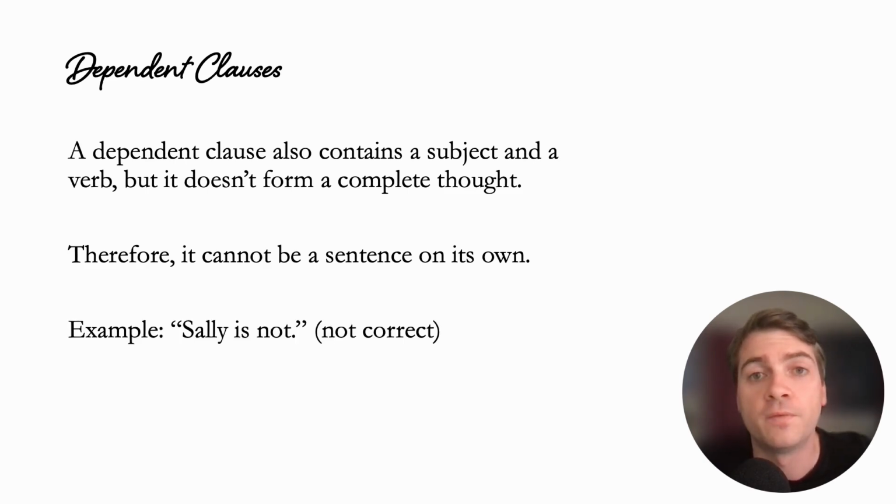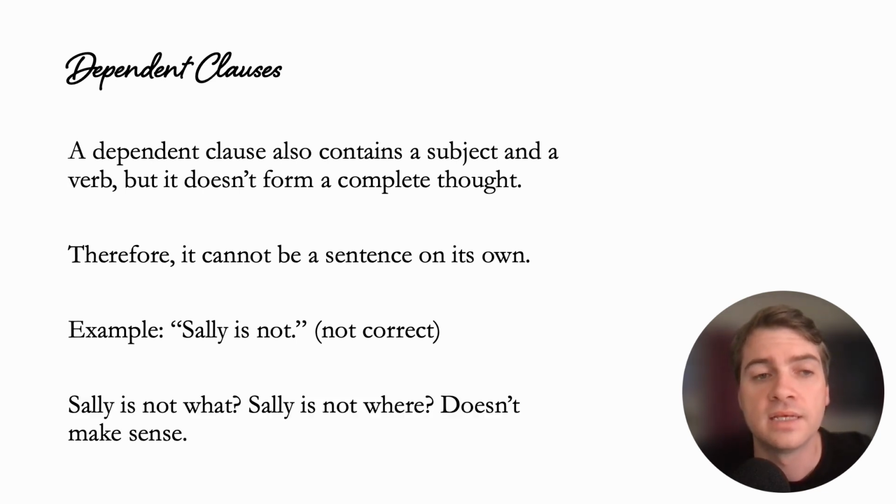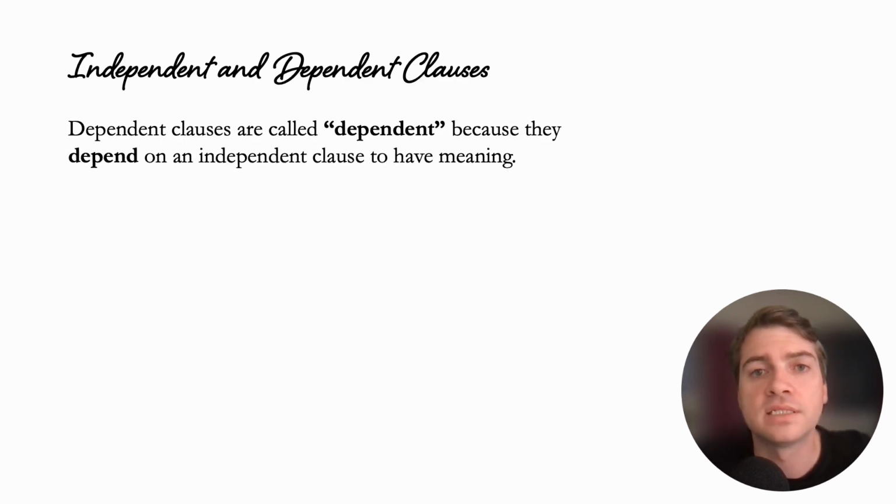So for example, Sally is not. Okay, this is not a correct sentence because it doesn't form a complete thought. It is a clause, but it cannot stand as a sentence on its own, okay? It's not a complete thought. Sally's not what? Sally is not where. It doesn't make any sense. Dependent clauses are called dependent because they depend on an independent clause to give them meaning.